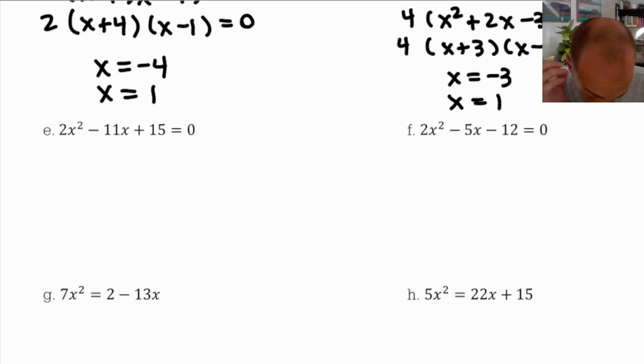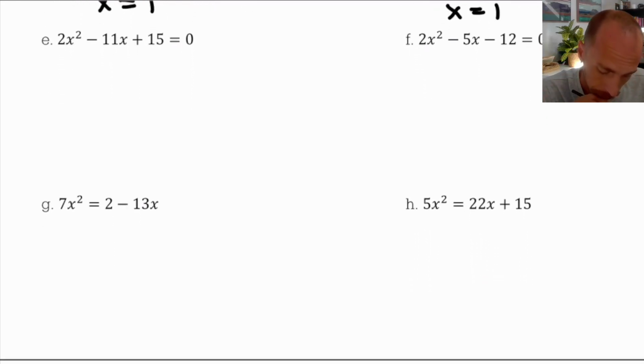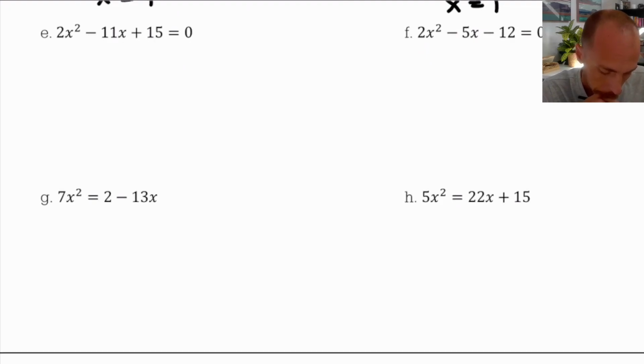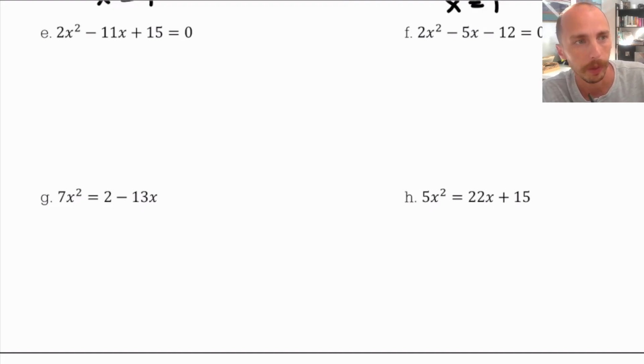All right, so I'm looking at E, and I'm seeing 2x squared minus 11x plus 15 equals 0. And 2 doesn't divide negative 11 or 15, so this is one of these where we're going to have to factor without getting rid of the 2. So we're going to multiply the 2 and the 15. This one was in the notes also, but we can do it again. It's never bad to keep practicing.